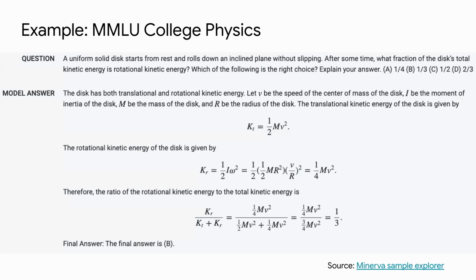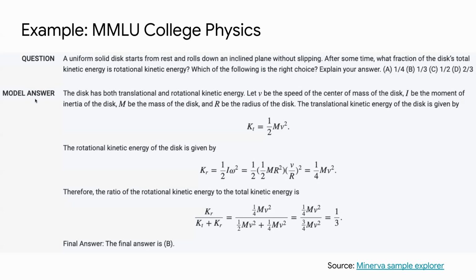And before I go through that whole process, I want to show a couple of examples of what you get with this kind of model once you go through this whole process. So this is an example from a benchmark called MMLU. This is a very large benchmark of questions and answers. It includes STEM questions, but also things like history and other topics. Here, this is coming from the college physics section of this benchmark. And the question is, we have a uniform solid disk that starts from rest and rolls down an inclined plane without slipping. After some time, what fraction of the disk's total kinetic energy is rotational kinetic energy? And this is a multiple choice benchmark, so you get these multiple choice answers to choose from.